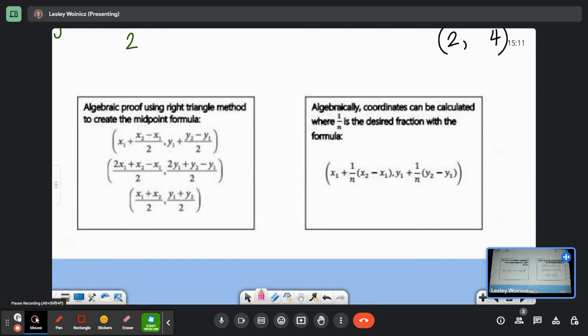Okay. Here's a little proof using the directed line, partitioning a line segment and turning it into the midpoint formula. Okay, it says x plus 1 plus.